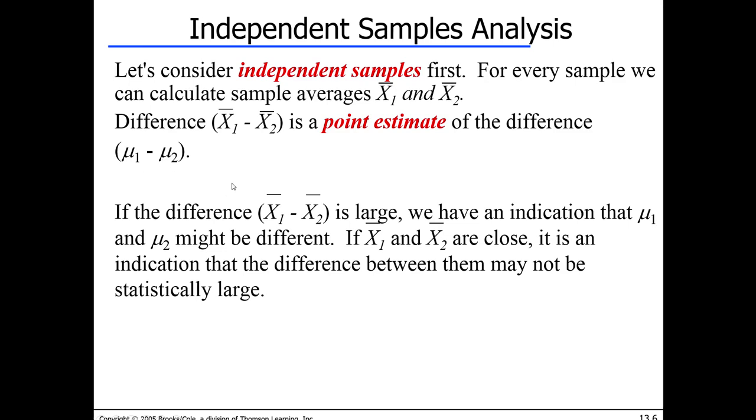And based on the amount of this difference, how far apart my sample 1 and sample 2 averages are, we're going to judge whether there is really a difference between mu1 and mu2. Okay, so if the difference x1 bar minus x2 bar is large, I'm going to say, yeah, likely it points to a big difference between population 1 and population 2. Otherwise, if this difference is not so large, then probably mu1 and mu2 are close, maybe even the same. And the reason why we have to do the test is variability.